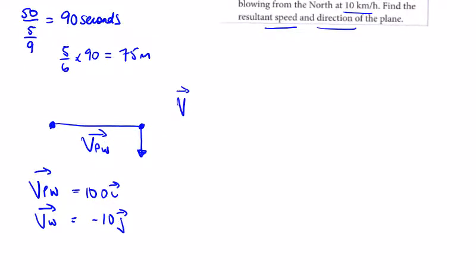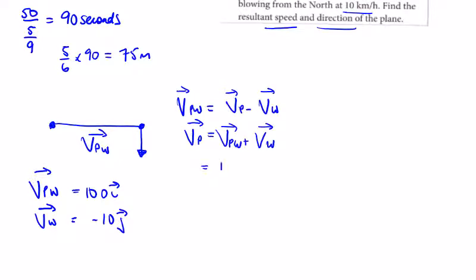We know the velocity of the plane relative to the wind is the velocity of the plane minus the velocity of the wind. So the velocity of the plane is the velocity of the plane relative to the wind plus the velocity of the wind, which in this case is going to be 100I minus 10J, velocity of the plane.